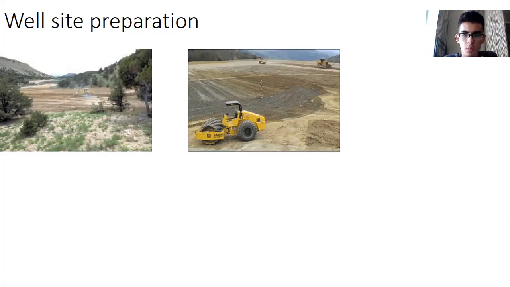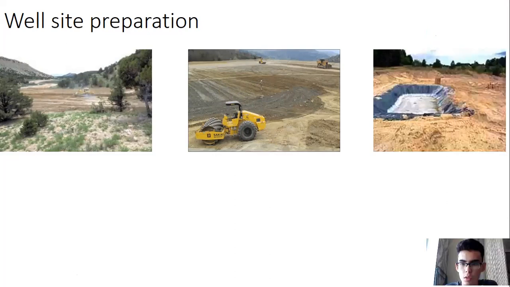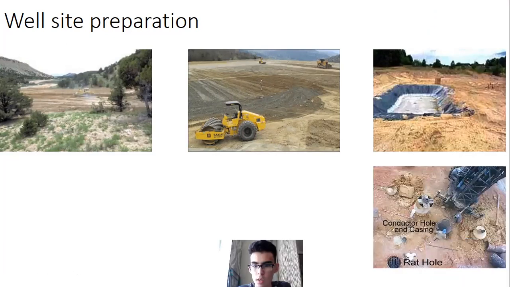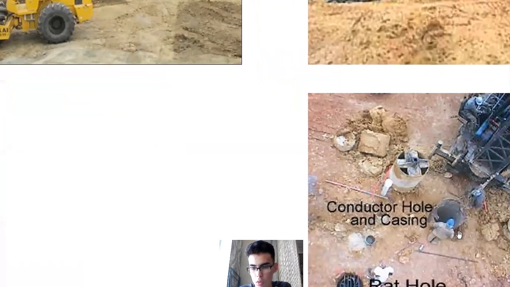And the next process is this trenching. Trenching is digging a hole, making a hole like this. And after this, we should make conductor hole and the rat hole and mouse hole. Here you can see how big this conductor hole is, because this is where we store our conductor casing, if I'm not mistaken. Conductor casing is the largest casing. It's larger than any other casing. Here you can see how big its radius is.